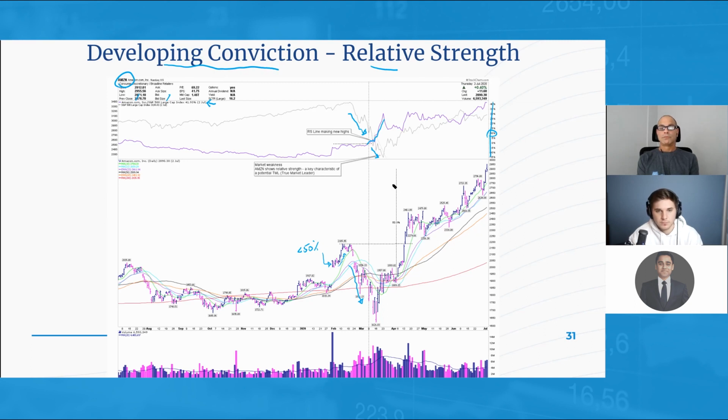So when a market is in correction and you're working on your buy list, Amazon would rank fairly high, given the fact that its relative strength when compared to the general markets as a whole, it's trying to outperform. So that covers the first concept on how you would go about developing conviction.